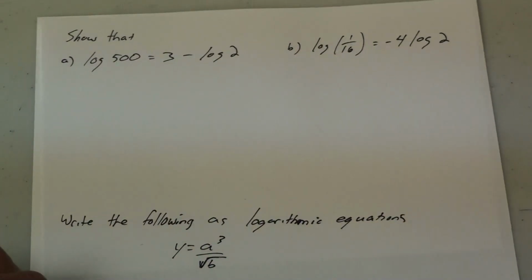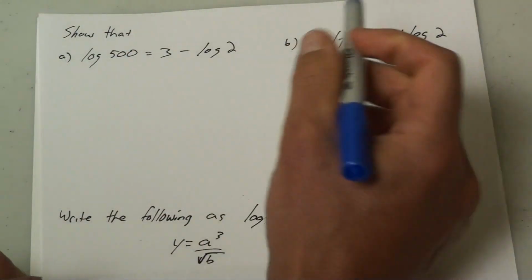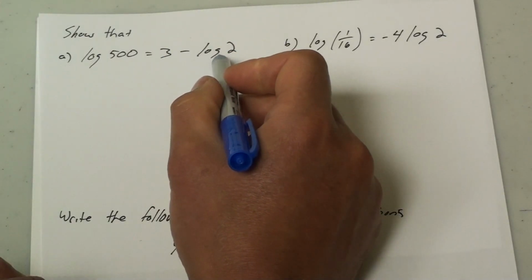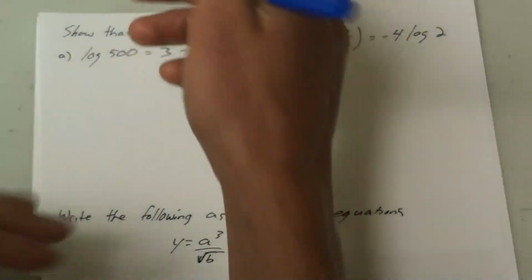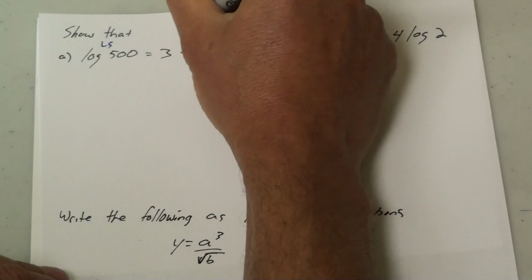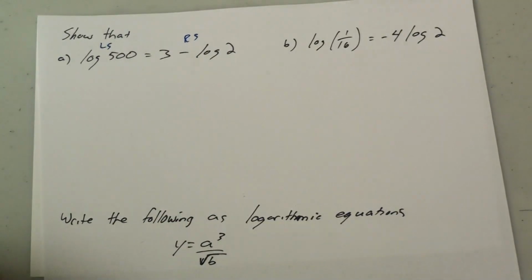Keep going, the same theme. Show that log 500 equals 3 minus log 2. So I have to show that. This is the left side, right side. The right side gives me more options to work with.